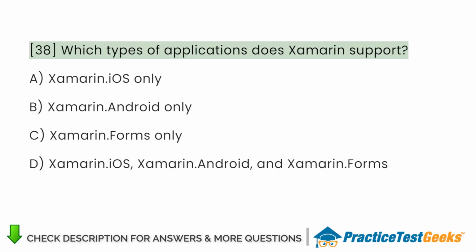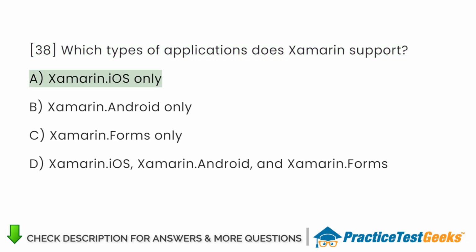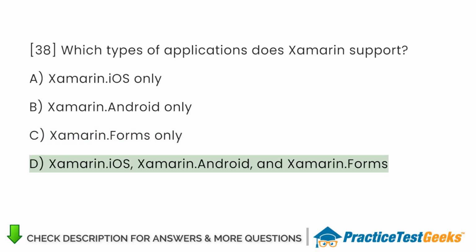Which types of applications does Xamarin support? A. Xamarin.iOS only. B. Xamarin Android only. C. Xamarin Forms only. D. Xamarin.iOS, Xamarin Android, and Xamarin Forms.